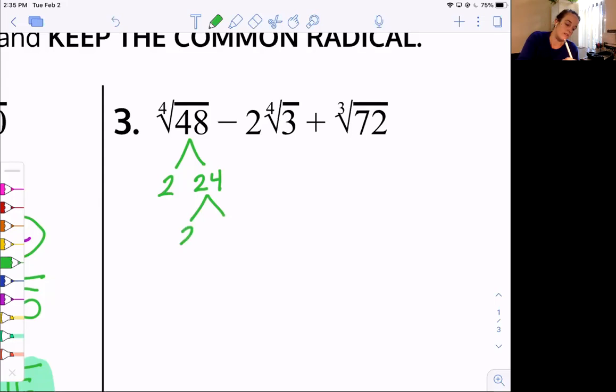Two and 12, definitely. 2 and 12. And then 12, I know is 2 and 6. And 6 is 2 and 3. This gets a little messy for me, so I'm going to go ahead and cover up the things that I've already split up so I don't try to include them in my circling.